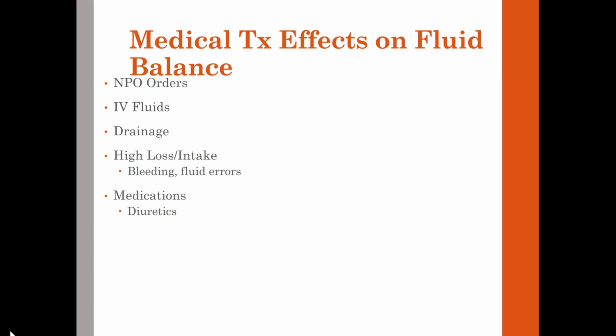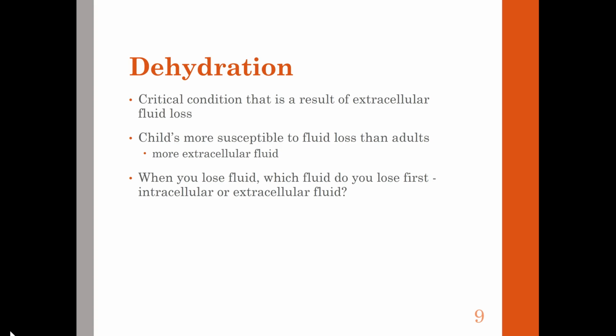Think about people who are getting IV fluids. Are they incorrectly ordered? Are they getting too much? Are they getting too little? Drainage, for example, if we've got a Salem sump to suction, how much is draining out of that? Or if they've got a chest tube, how much is coming out of that? If they've got a lot of bleeding, or again, if they're fluid errors. Diuretics can also cause electrolyte imbalance.